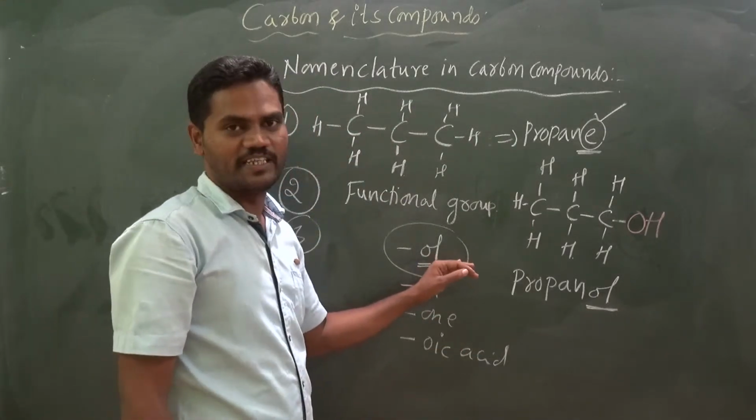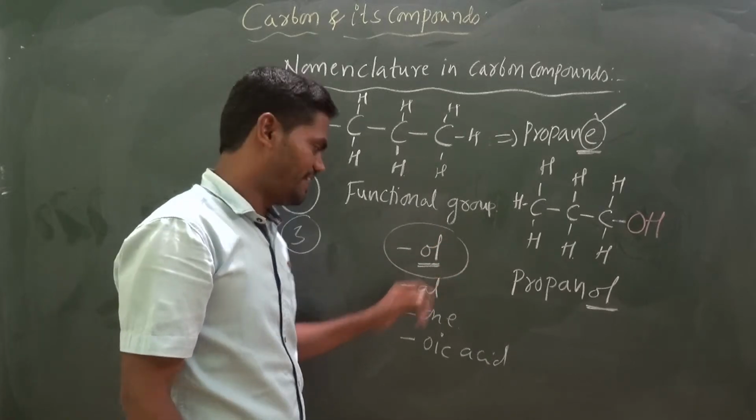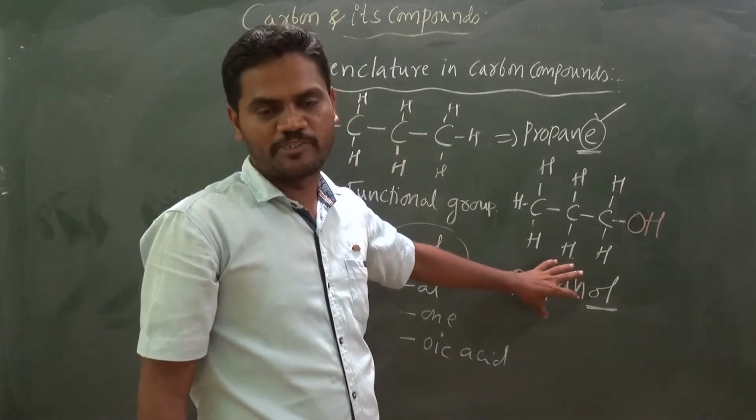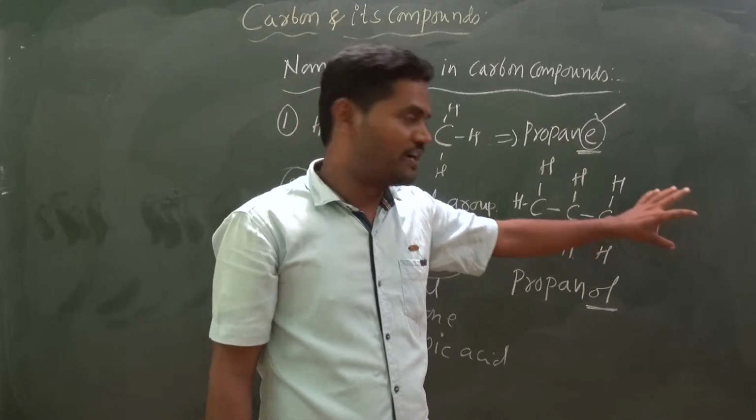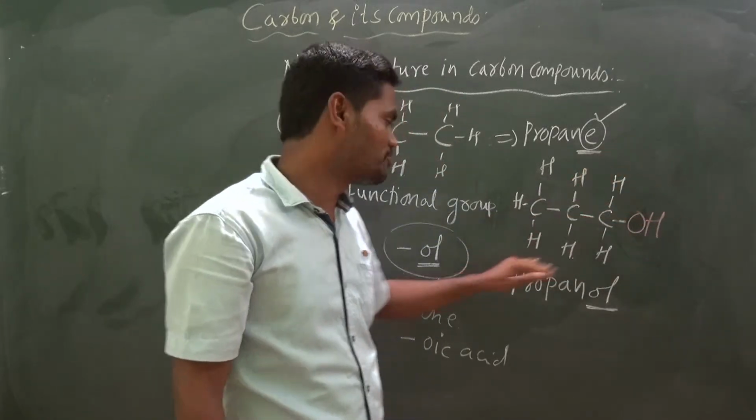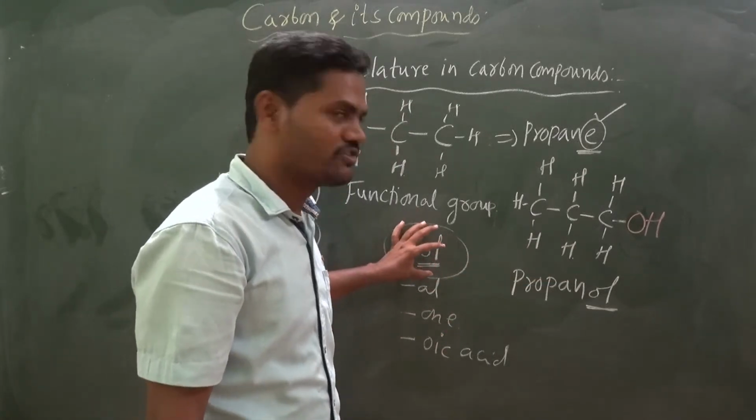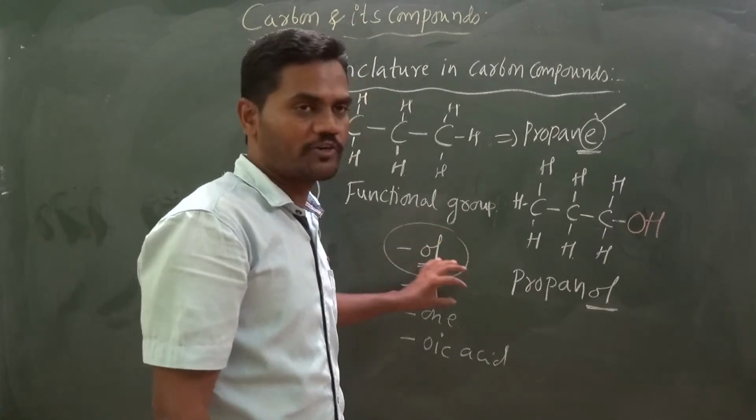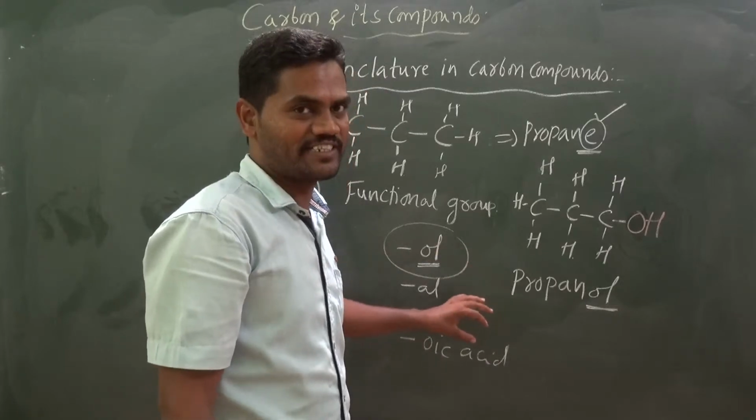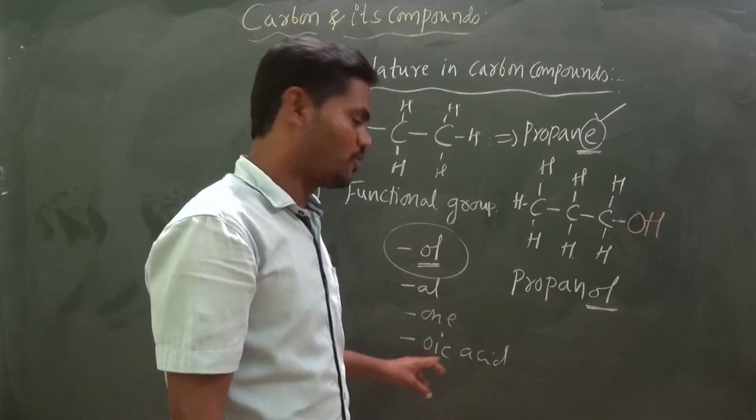So this is the third rule of IUPAC nomenclature. And next is the fourth one. Understood? Suppose they are given a functional group as a suffix, then you have to use these secondary suffixes. For alcohol, use OL. For aldehyde, use the secondary suffix AL. For ketone, use the secondary suffix ONE. And for carboxylic acid, use the secondary suffix OIC acid.